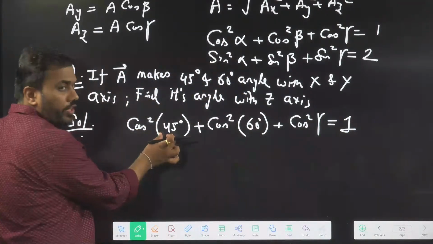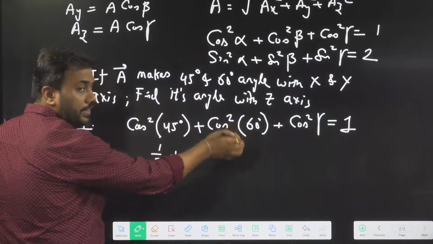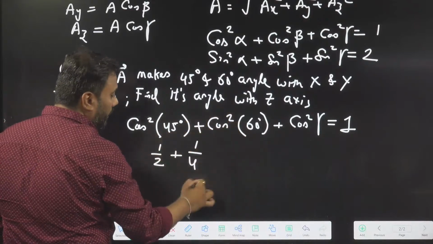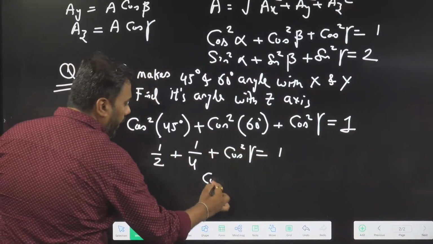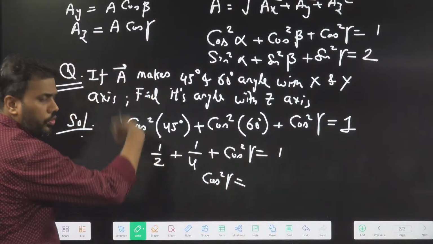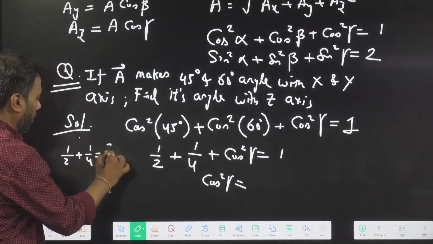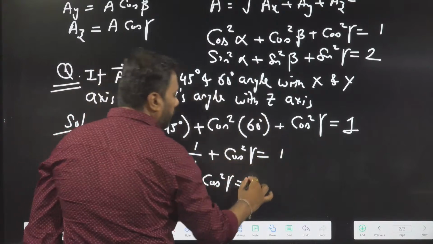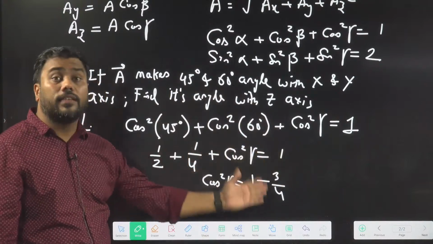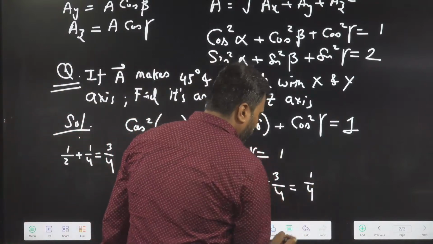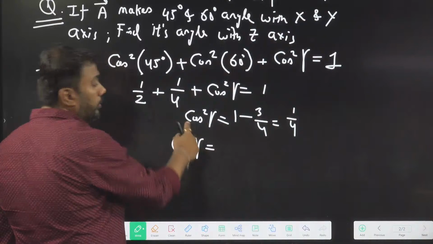So solve this. Cos 45 is 1 by root 2. Square of 1 by root 2 is 1 by 2. Cos square 60: cos 60 is 1 by 2, square of that is 1 by 4. Plus cos square gamma equal to 1. For finding cos square gamma, let us take these two on that side. 1 by 2 plus 1 by 4 must be 3 by 4. So I am taking 3 by 4 to the other side. Here it is positive, so on that side it will be negative. 1 minus 3 by 4 is 1 by 4. So cos square gamma is 1 by 4.